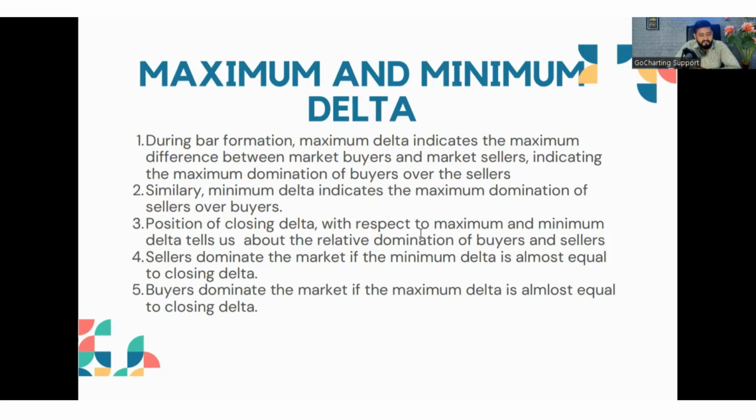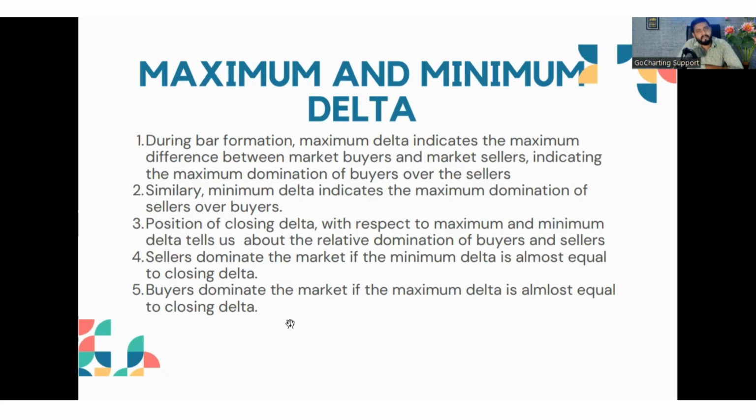Okay, now the position of closing delta with respect to maximum or minimum delta tells us about the relative domination. Suppose the buyers have come to this level in the delta candle, but during the close of the candle, the delta candle has come down and there is a wick on the top side. So it means that the domination of buyers has decreased. Buyers dominate the market if the maximum delta is almost equal to the closing delta. If the closing delta is equal to the maximum delta, it means the domination is continuing. But if the maximum delta is a lot more and the closing delta is lesser, it means the domination is reducing.